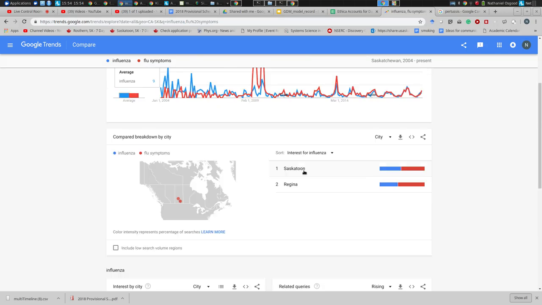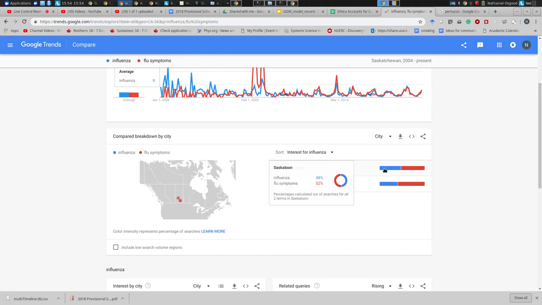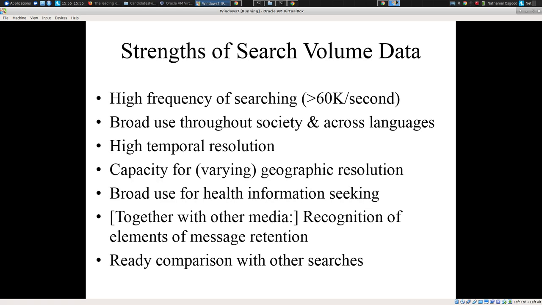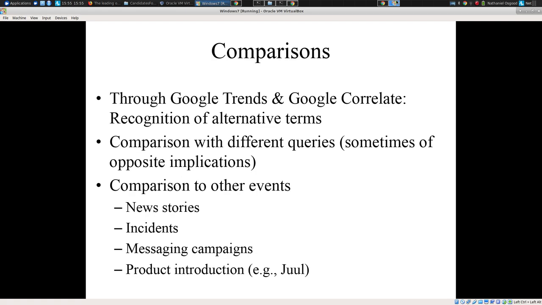You'll notice that it breaks it down by Saskatoon versus Regina here, and shows a further breakdown. In some areas, there's coarser resolution and some finer, but it does allow for some geographic specificity. It is broadly used for health information seeking. You can use it to recognize some element of message retention. And from a public health perspective, what people are searching for often indicates their understanding of what's important with respect to a health message or what's a concern. And being able to look at that from the lens of frequent search behavior is valuable. And you can compare, as we've seen, with other searches. And we've seen Google Correlate, the capacity to look at news stories, timing of product introduction, et cetera.